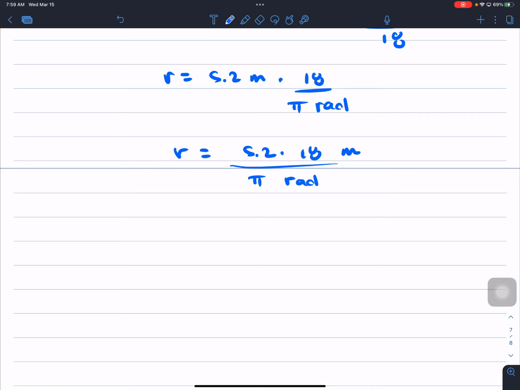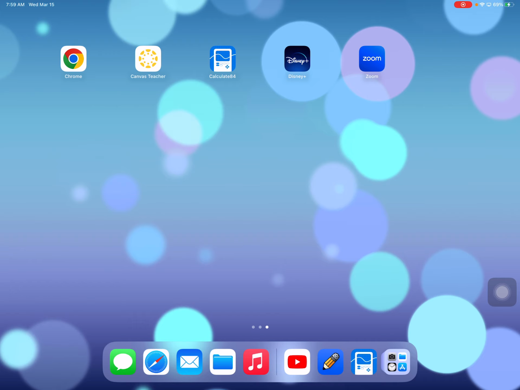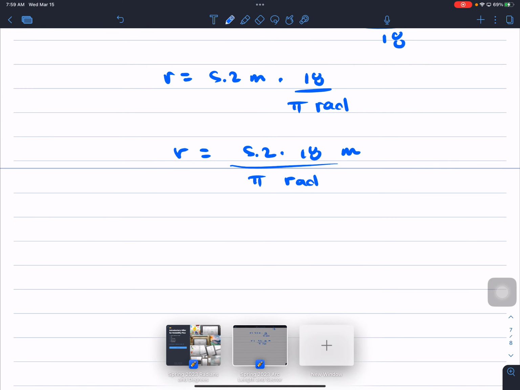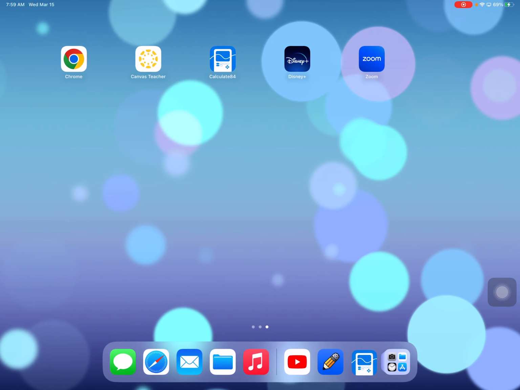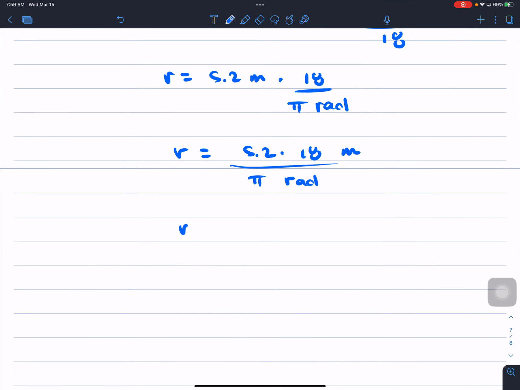Okay, you guys okay with that in the arithmetic? So let's see what that is. 5.2 times what again? 18 divided by pi. So 5.2 times, oh, we got to clear that. 5.2 times 18 divided by pi. Where is this? Here it is. 29.79. Okay? 29.79. And that's 29.79 meters over radians.